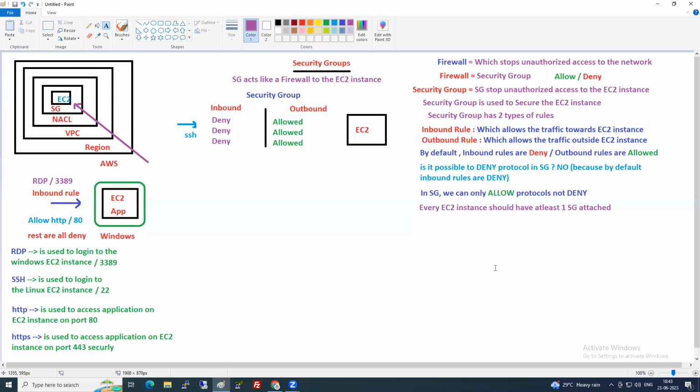Now, there is a good question. I used a simple example to explain all this deny: the shopping mall example, the movie theater example. While going in, inbound, everything is denied. Can you go directly without a ticket? No, the ticket is a rule, an inbound rule. While going out in the interval, will you ask for the ticket? No, outbound rules are allowed. Simple.